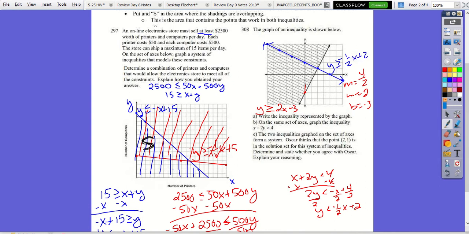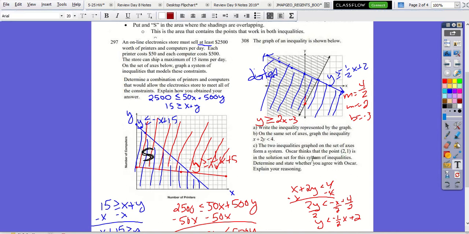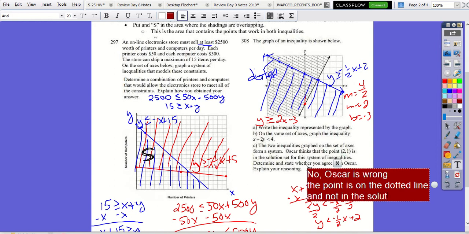This was y is greater than or equal to 2x minus 3. And then Oscar thinks the point 2,1 is in the solution set. Point 2,1 is right here. Keep in mind, our line should be dotted, right? So this should be dotted. And it's less than, so we should be shading down. If the point is on the dotted line, the point 2,1, the answer is no, okay? So is Oscar right? I do not agree with Oscar. No. Oscar, you're wrong, okay? And then you can just explain that the point is on the dotted line and not in the solution set.